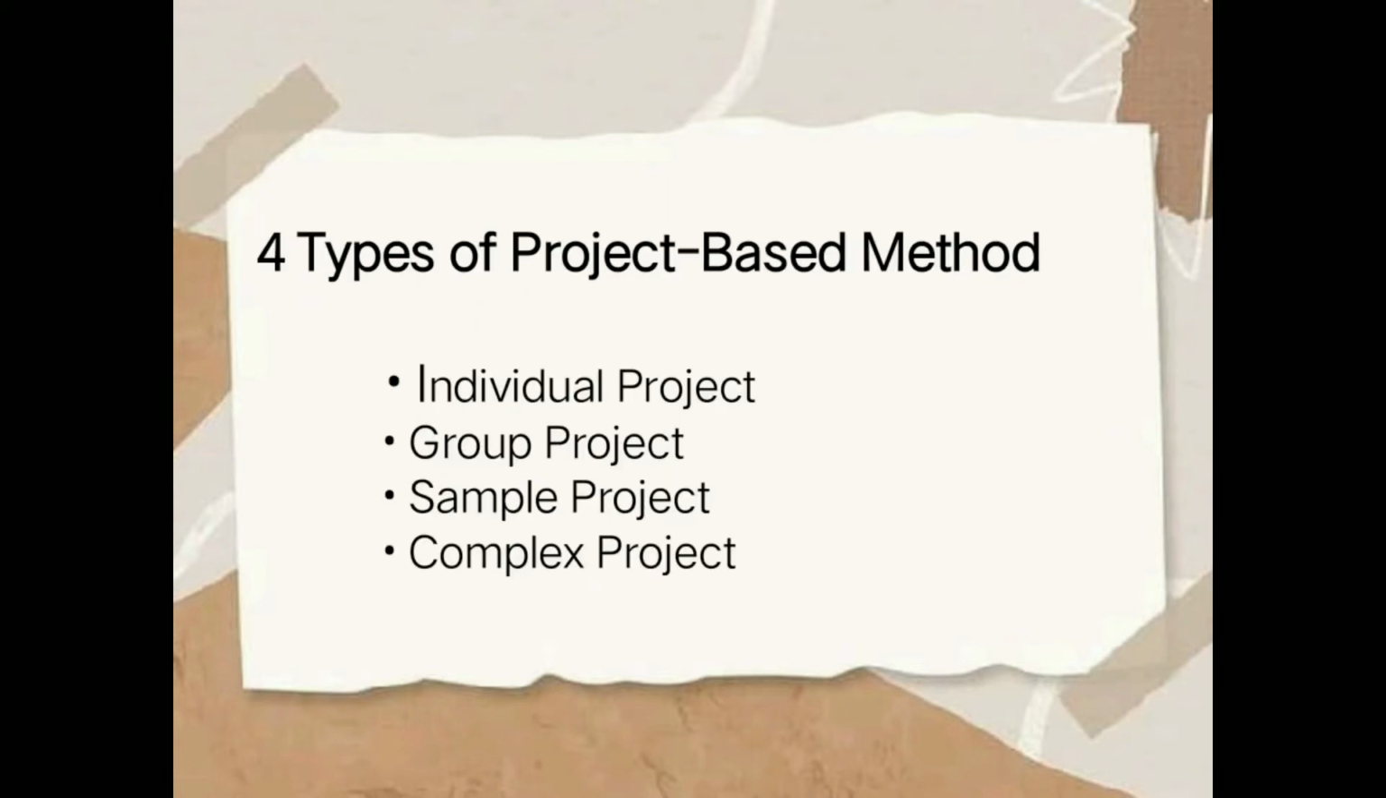So there are 4 types of project-based method. First, individual project. This activity is done individually. Second, group project. Groups or pupils in the class are given a definite activity or task to do. Third, simple project. Students complete only one work at a time. Fourth, complex project. More than one work with various activities and dimensions.